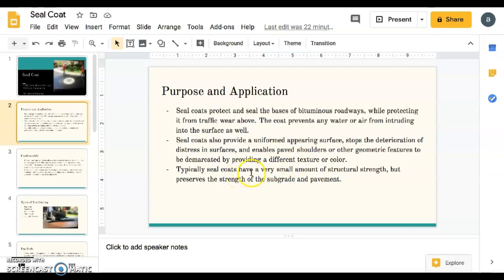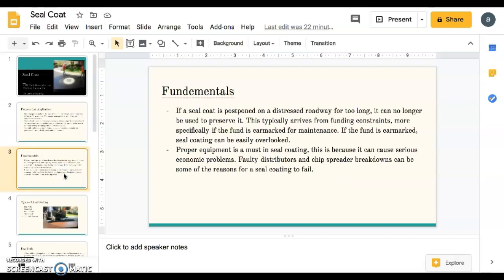Typically, seal coats have a very small amount of structural strength, but preserve the strength of the subgrade pavement. So the fundamentals of seal coating on highway construction are: if a seal coat is postponed on a distressed roadway for too long, it can no longer be used to preserve it. This typically arises from funding constraints. More specifically, if the fund is earmarked for maintenance, seal coating can be easily overlooked.